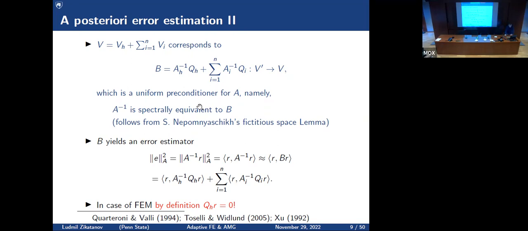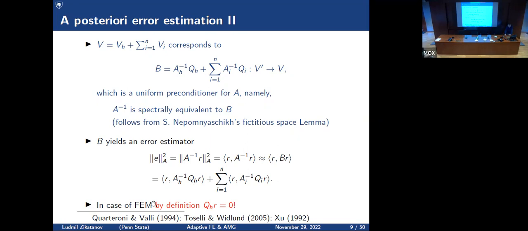And this one is in particular a uniform preconditioner. That means B is spectrally equivalent to A inverse. The condition number is uniformly bounded depending on how those things overlap. And now, of course, according to what we did, we have an error estimator, which is RBR, as we discussed earlier. So what this gives us is, okay, we have to compute this RBR right here.